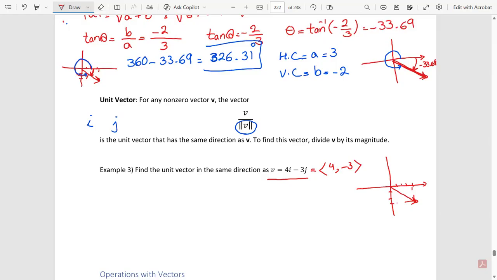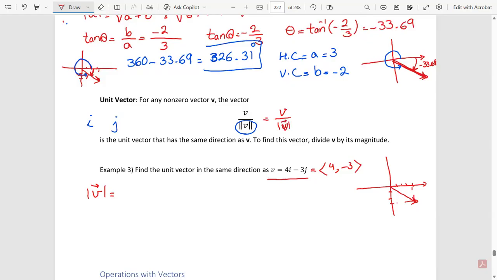And I want to find a unit vector. That means I want to find a vector whose length or magnitude is 1, but has the same direction as this vector. So what do we do? We just need to find the magnitude of this vector first, and then divide the vector components by the magnitude.